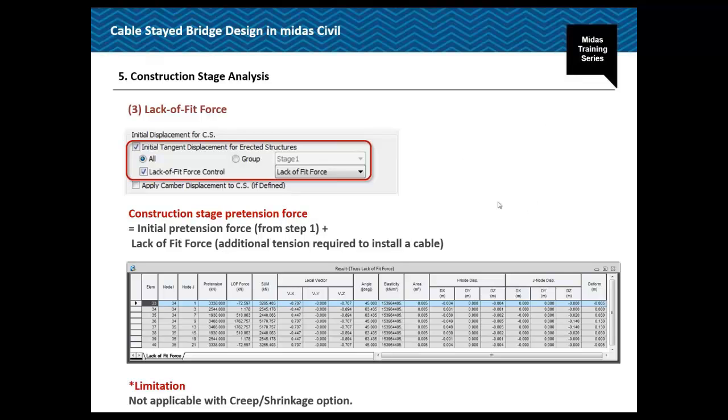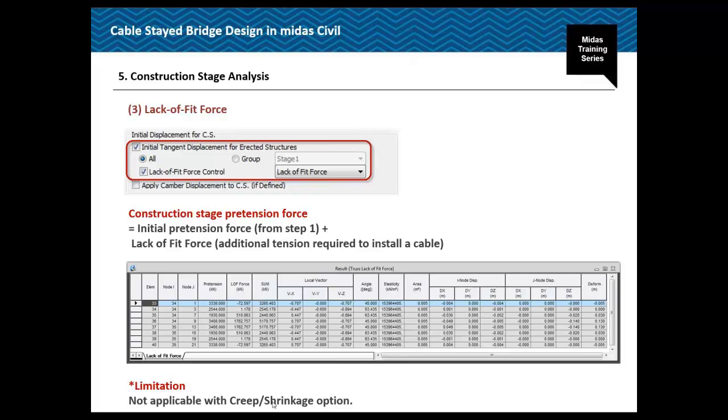This Lego fit force function is very useful and easy to use, but there is one limitation in MIDAS Civil. We cannot consider creep and shrinkage option. So if we want to use this Lego fit force function, we can try to find this cable pretension force considering the Lego fit force first without creep and shrinkage. After that, we can update this value into the model and we can consider the creep and shrinkage and manually adjust cable force a little bit more.